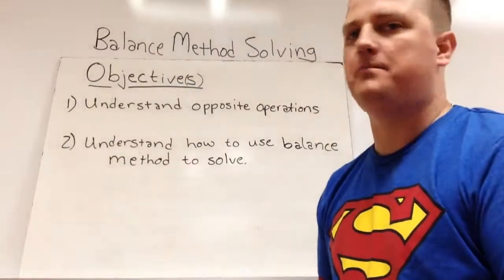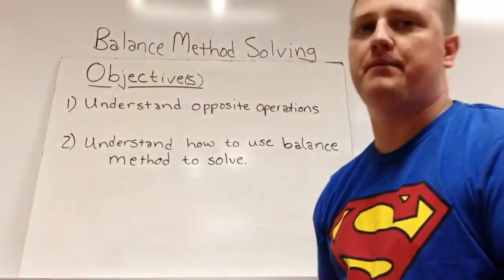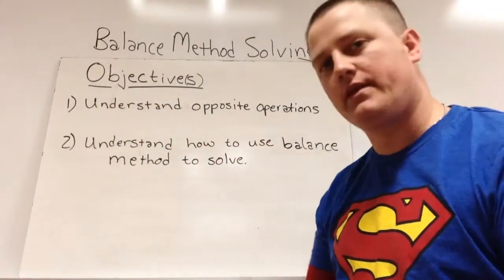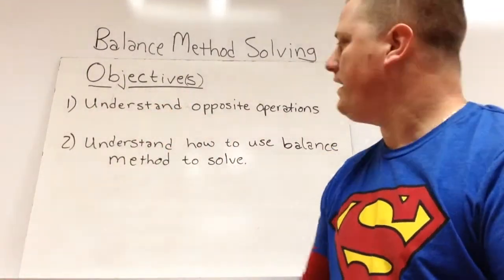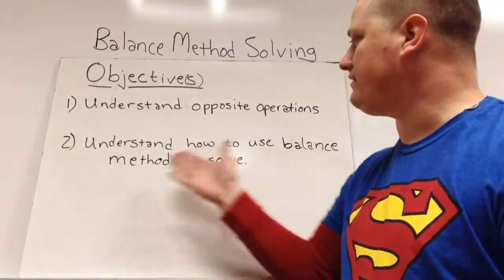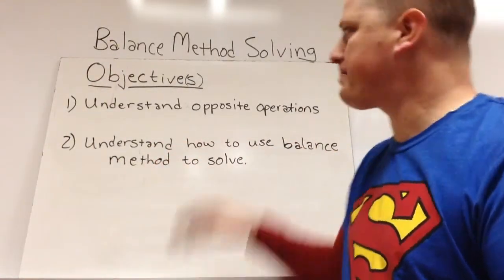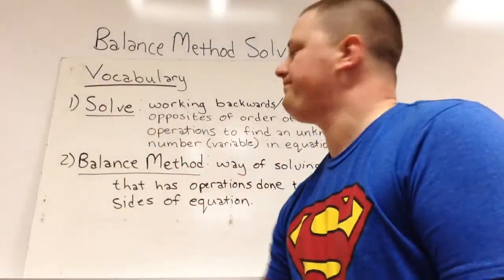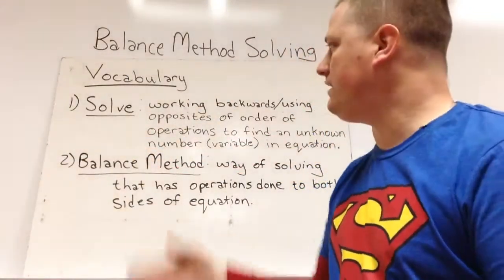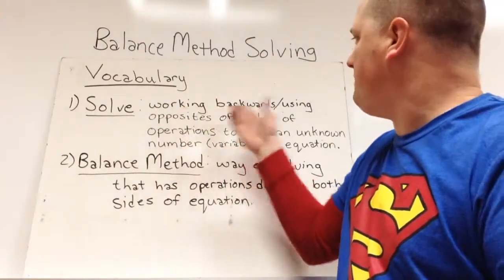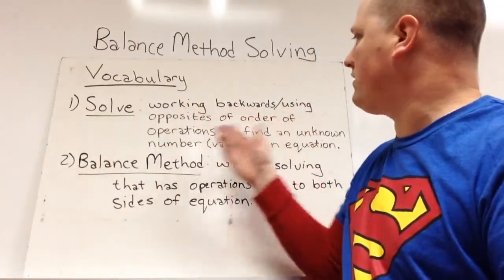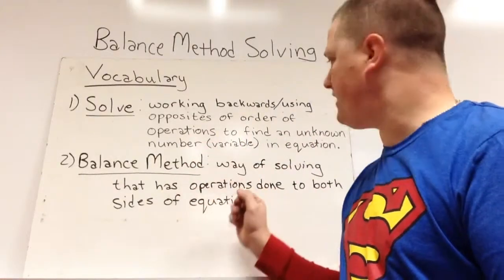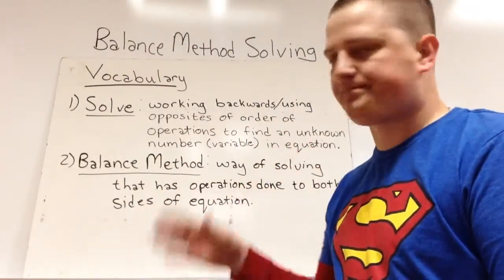In this lesson, we're going to be looking at balance method solving. Our objectives: understand opposite operations, continued from the last one, and understand how to use balance method to solve. Our vocabulary continues with solving, working backwards using opposites of order of operations to find an unknown number represented by a variable in an equation.